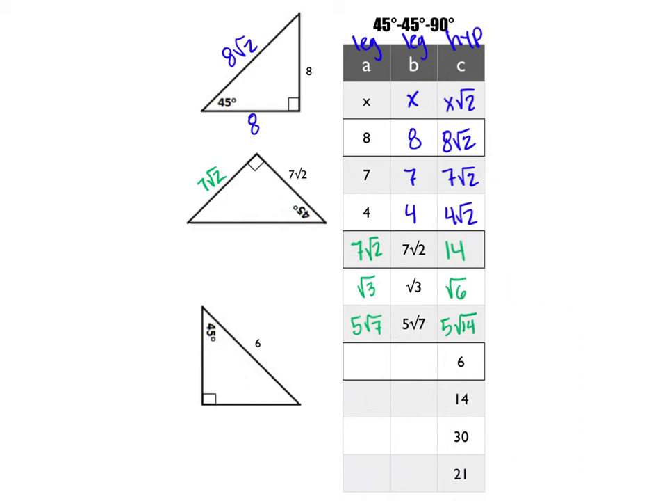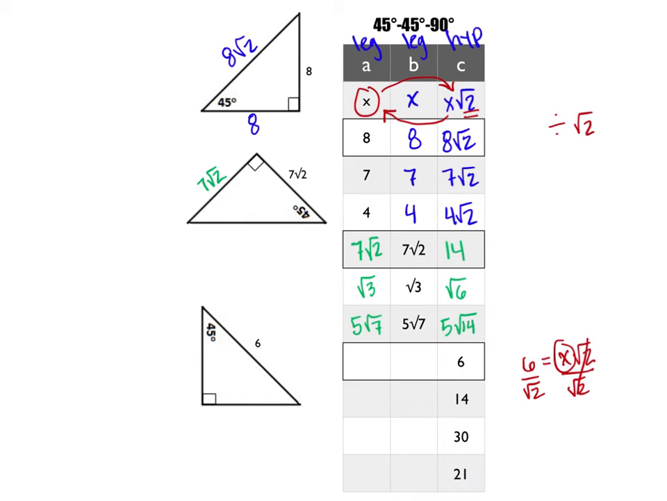Now this last section is a little different. So if I'm given C, I know that C is x root 2. And if I'm given A, I can get C by multiplying by the square root of 2. So if I want to go the other way around, I need to divide by the square root of 2. So if I have 6, I would need to divide by the square root of 2 to get x.